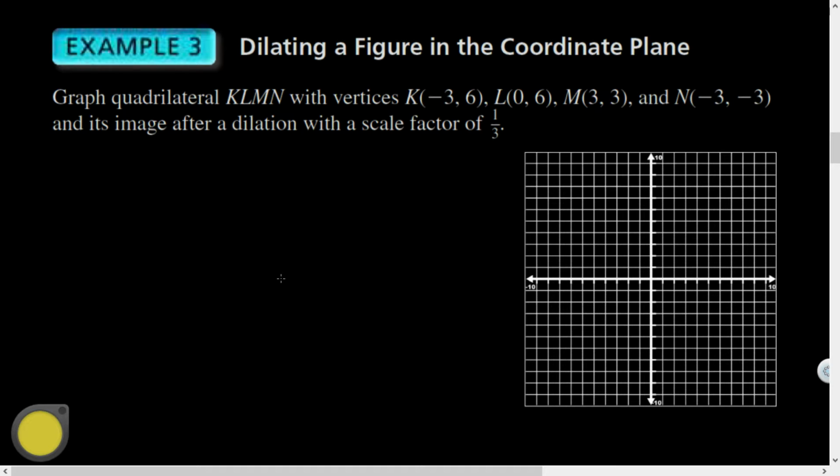Let's see. Example 3, dilating a figure in the coordinate plane. Graph quadrilateral KLMN with vertices as such.